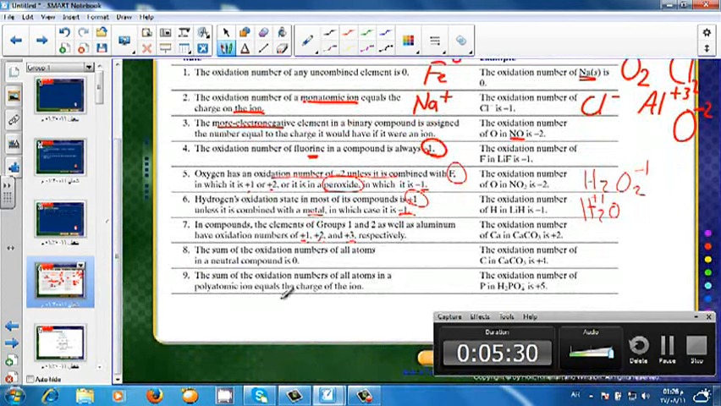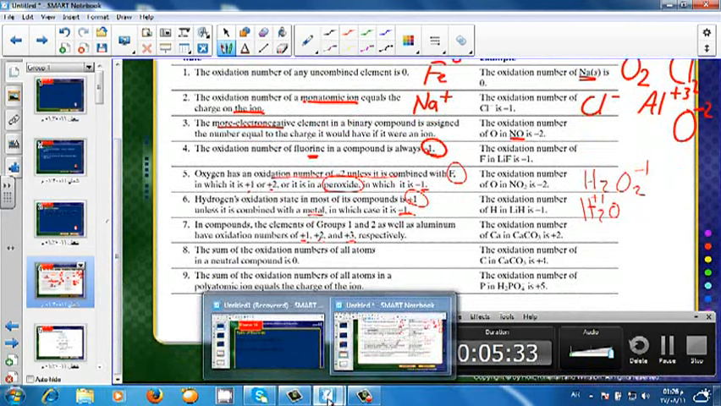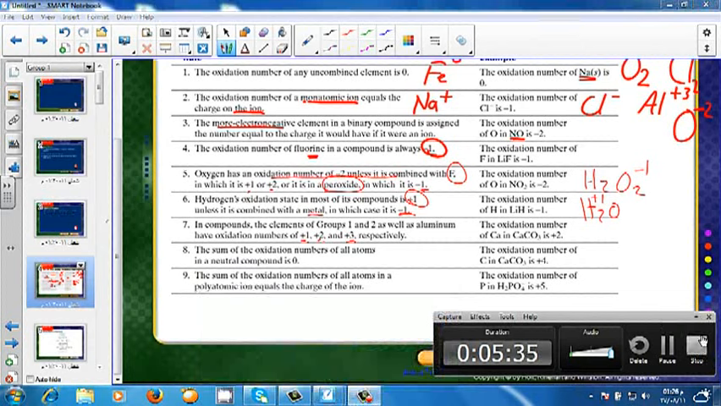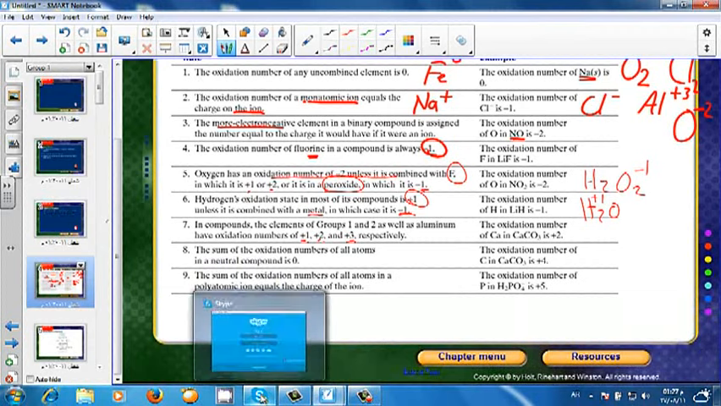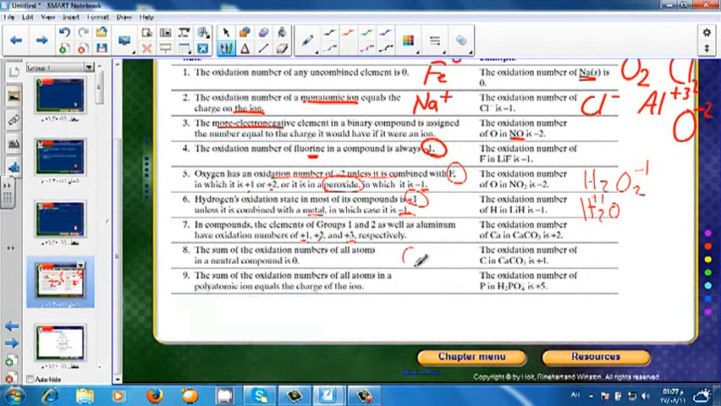Point 8, the sum of oxidation numbers of all atoms in a neutral compound is 0. Let's calculate it for calcium carbonate, CaCO3. The sum of the oxidation numbers of all of the atoms here is 0 because it is a neutral compound. Let's calculate it for carbon, for example.